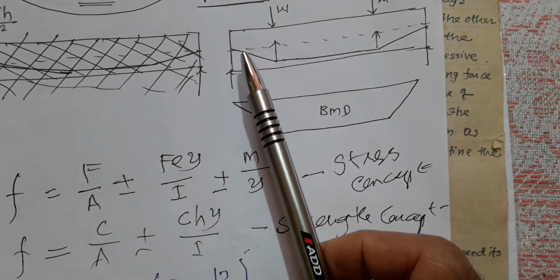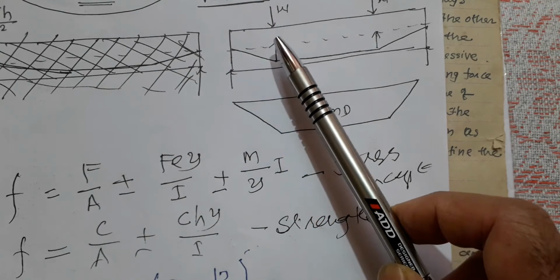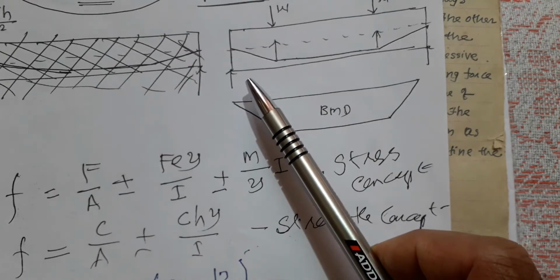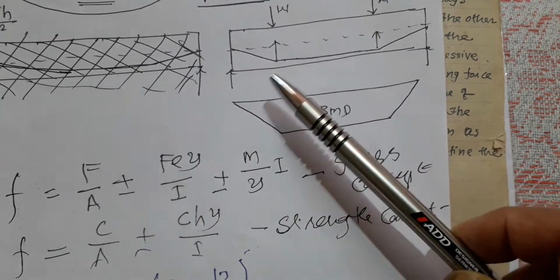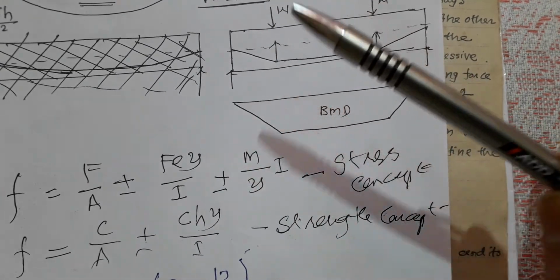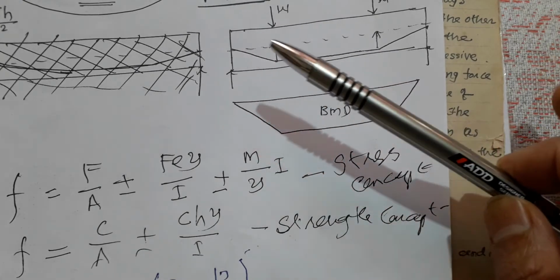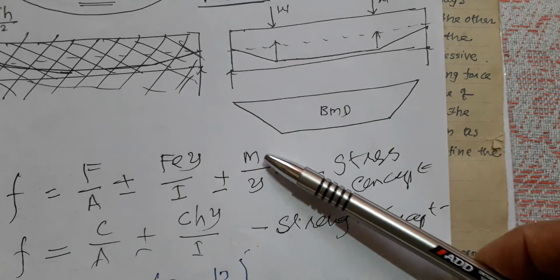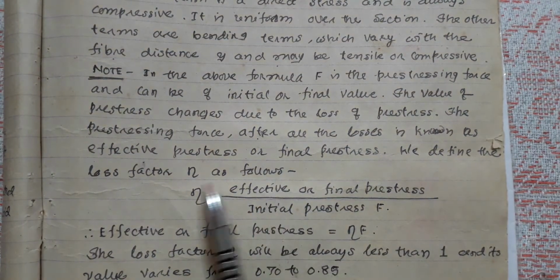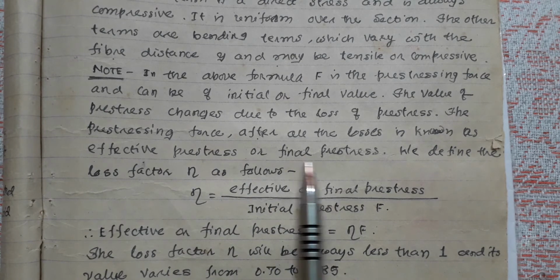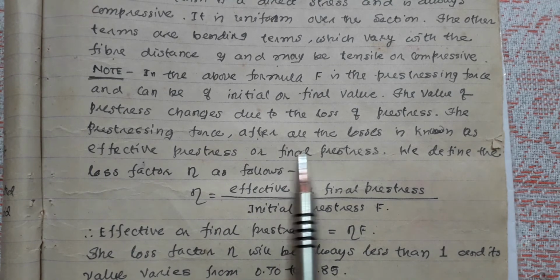The 1000 kilonewton pre-stress will come down. In the sense that there will be some loss of pre-stress, and after some years it will attain a certain value, and that value of pre-stress I will call the effective pre-stress. It is also called the final pre-stress.